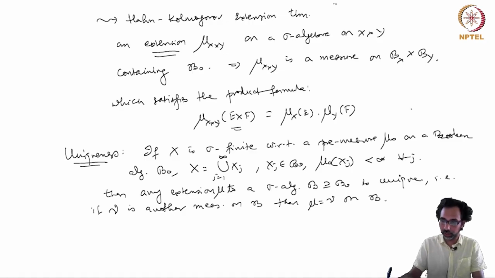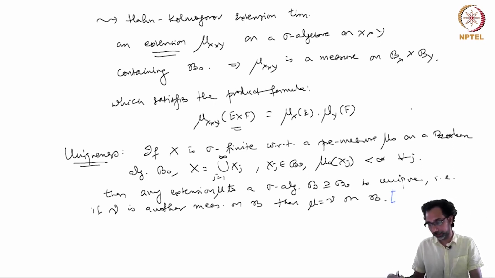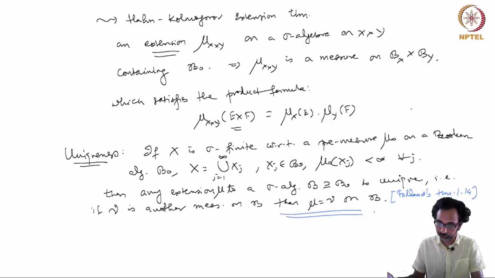So I'll just give a reference for this general result. You can try to prove it yourself, but you can also look at Folland's theorem 1.14, which gives a proof of this result. So we also have uniqueness in the sigma finite case.